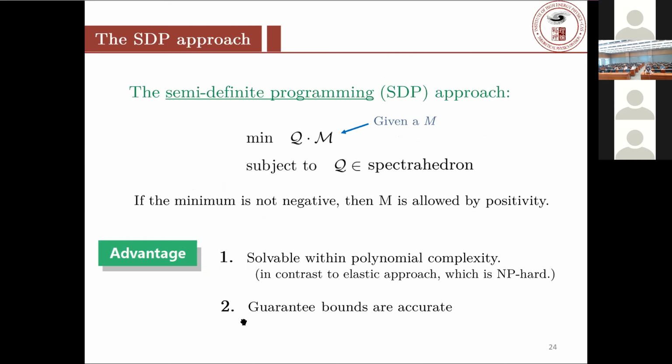The next approach is the SDP approach, by which we can judge whether an amplitude M is in the cone or not. The programming will seek the minimal value of Q dot M in the spectral hadron. If the minimal value is not negative, then we say the amplitude should be allowed by the positivity bounds. We know this approach is better than the elastic approach because it is solvable within polynomial time complexity, but the elastic approach is an NP-hard problem. And our approach can also guarantee that our bounds are accurate.